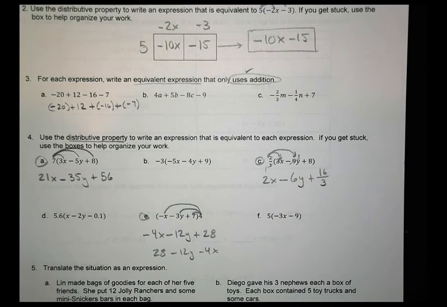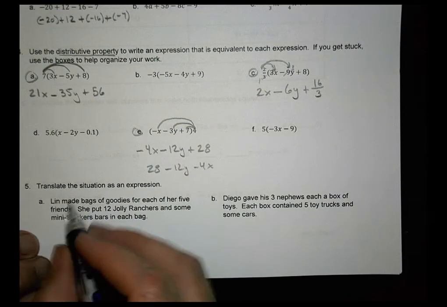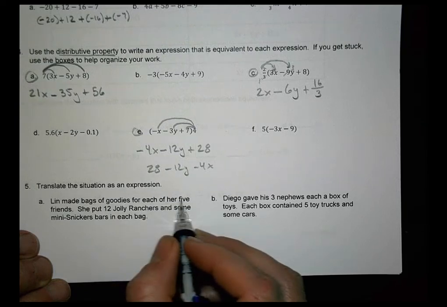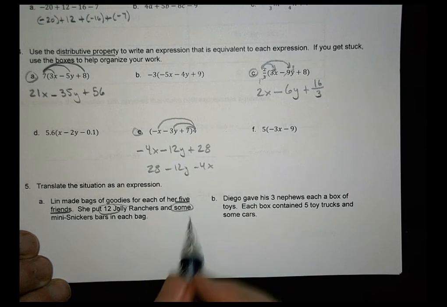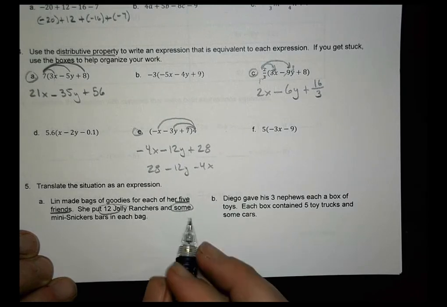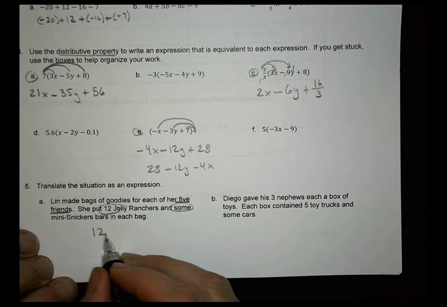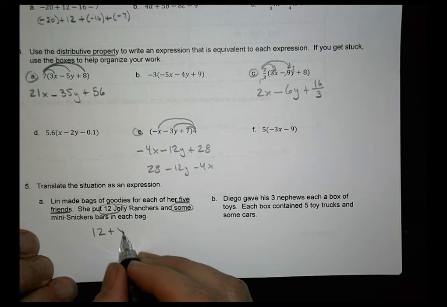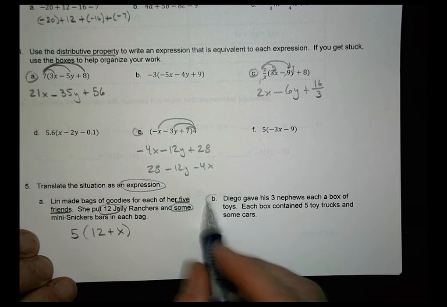That's how that works. And finally, number 5, translate the situation as an expression. Lynn made bags of goodies for each of her 5 friends. She put 12 Jolly Ranchers and some mini Snicker bars in each bag. All right. So, what do we know? She had 12 Ranchers and some mini Snicker bars in each bag, and she made 5 bags for her 5 friends. That's what we have. It's an expression. No need for an equal sign. All right, and why don't you go and try B on your own.